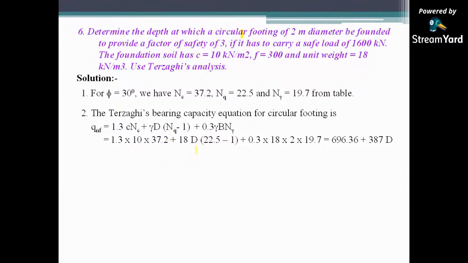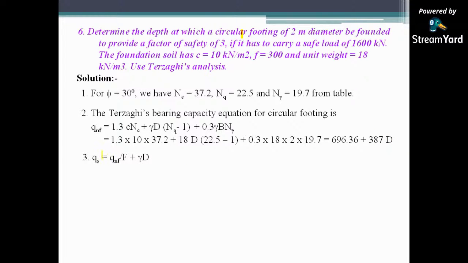When substituting all the values, you have to determine the depth of the footing. So D will be here also, and D will be in the equation. Substituting all the values, you will get the equation in terms of D here. So this will be your equation number 1.